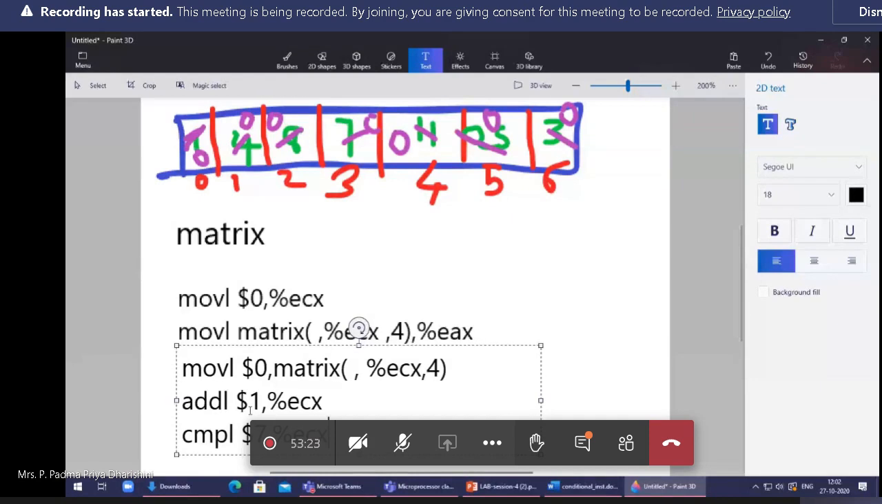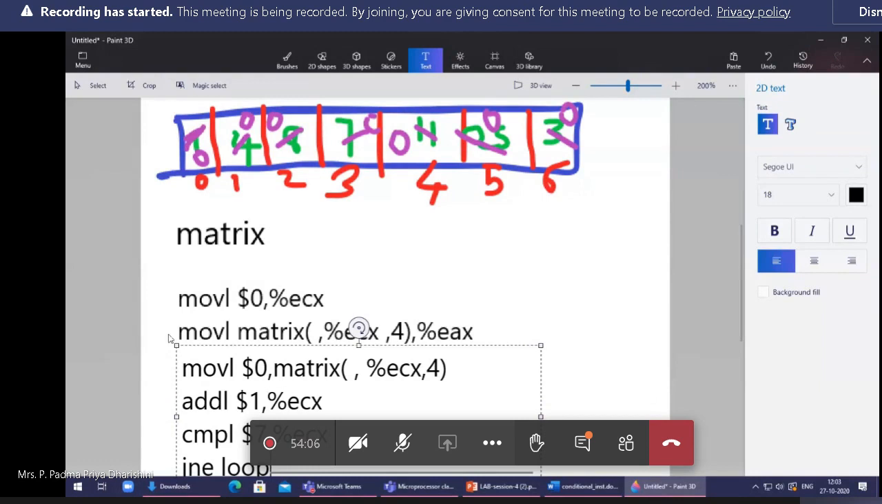Why are we comparing it with 7? There are 7 elements in the array, so we are comparing it with 7. Though its range is from 0 to 6, there are 7 elements in the array, so we are comparing it with 7. If it is equal, then it will jump to exit. If it is not equal, now what does it have to do? Again it has to do the computation, correct? So it has to read the next element and do the things. So if it is not equal, it has to jump to loop.